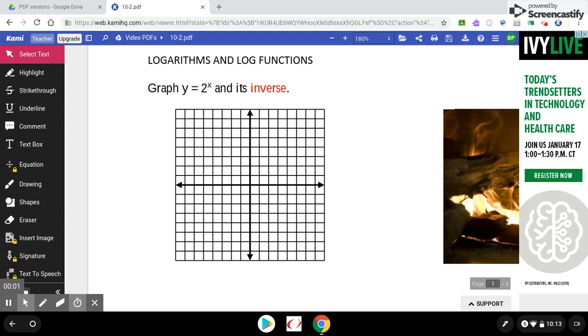Hey guys, part one video for section 10.4. We're going to start off by looking at the graph of an exponential function versus a logarithm function.